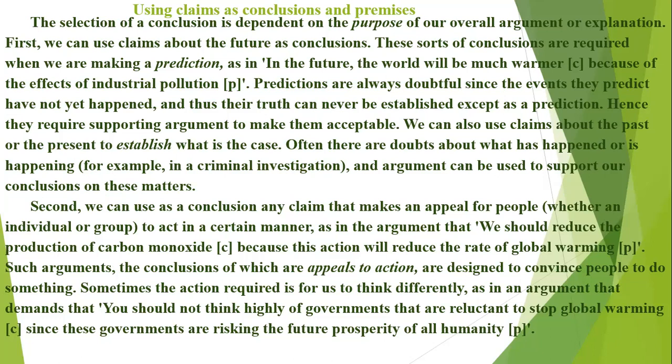We can also use claims about the past or the present to establish what is the case. Often there are doubts about what has happened or is happening. For example, in a criminal investigation, an argument can be used to support our conclusions on these matters. Second, we can use as a conclusion any claim that makes an appeal for people, whether an individual or groups, to act in a certain manner, as in the argument that we should reduce the production of carbon monoxide, C, because this action will reduce the rate of global warming, P. Such arguments, the conclusions of which are appeals to action, are designed to convince people to do something.